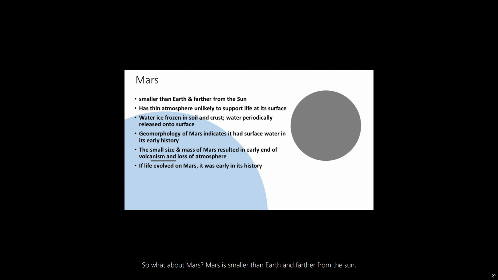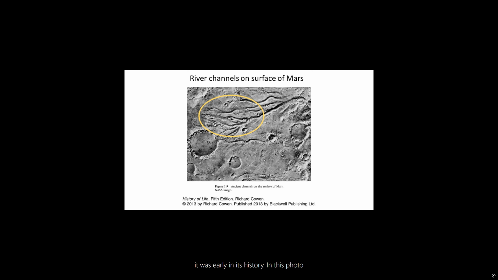So what about Mars? Mars is smaller than Earth and farther from the sun. It has a thin atmosphere, unlikely to support life at its surface. Water ice is found frozen in soil and crust, but it is periodically released onto the Martian surface. The geomorphology of Mars indicates it had abundant surface water in its early history, but the small size and mass of Mars resulted in an early end of volcanism and subsequent loss of its atmosphere. If life did evolve on Mars, it was early in its history.